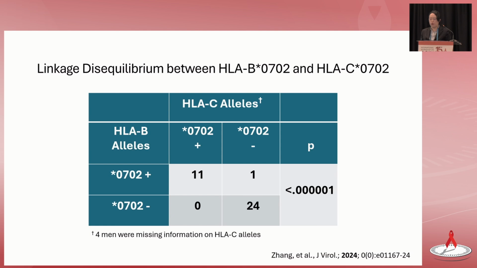And this is true in our study group. The expression of these two alleles is highly concordant, with only one exception. And because of this linkage disequilibrium between HLA-B*0702 and HLA-C*0702, HLA-C*0702 was also significantly associated with the T-cell response to UL28 and UL99 and with frailty, which are not shown here.